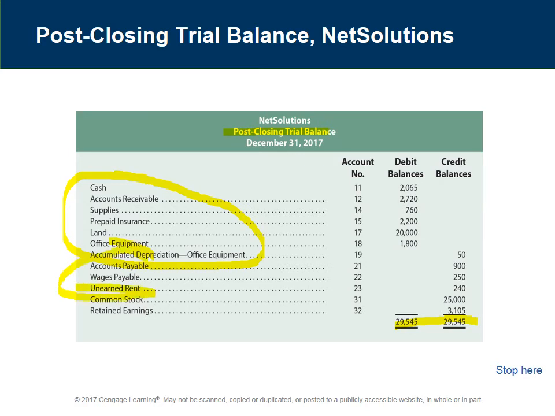There are 3 liability accounts right here: unearned rent, wages payable, and accounts payable. And finally, here are our 2, the common stock and the retained earnings. These are our 2 equity accounts. We are in balance, and that stops the cycle. So essentially and truly, you have come full circle. This is the accounting cycle.